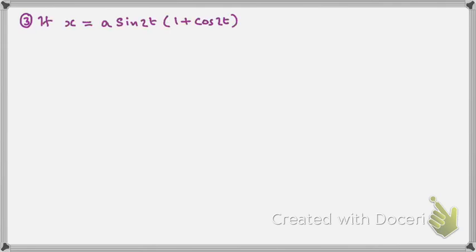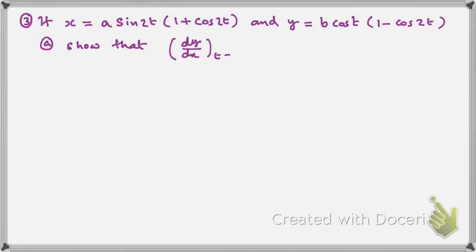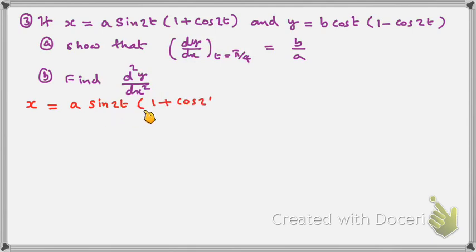Another question. If x is equal to a into sine 2t into 1 plus cos 2t and y is equal to b cos t into 1 minus cos 2t, then show that dy by dx at t is equal to pi by 4 is b by a, and then you should also find out what is d square y by dx square. So we're going to copy this term x first. X is equal to a sine 2t into 1 plus cos 2t.